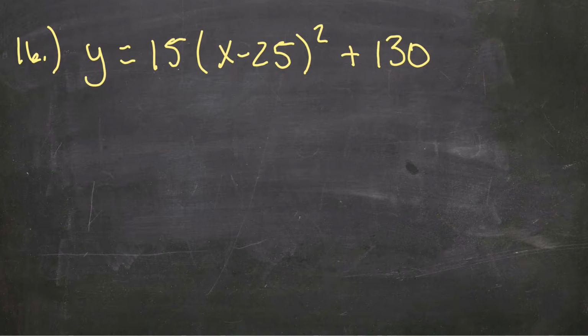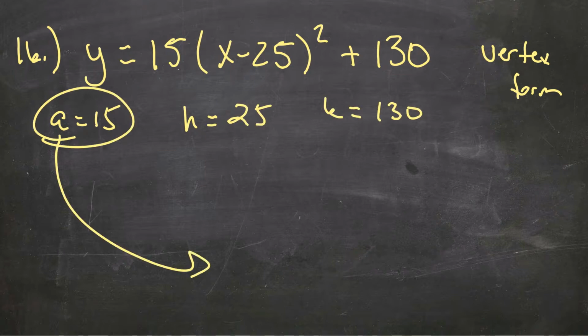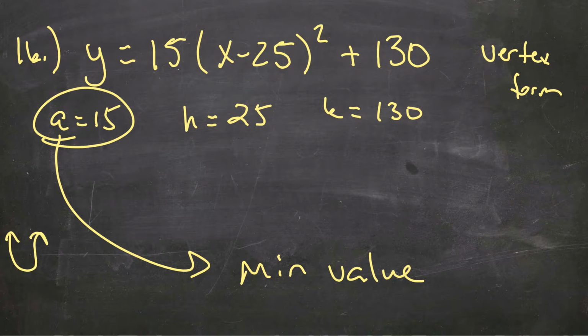Alright, 16. We have y equals 15, x minus 25 squared plus 130. Once again, it's vertex form because of the one set of parentheses. So I say A is 15, H is positive 25, K is 130. A tells me that it's a min value because it's a positive number, which means it's a U. My graph should be a U.